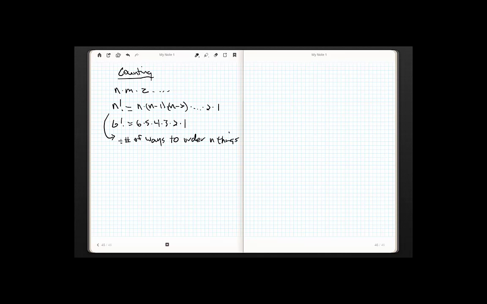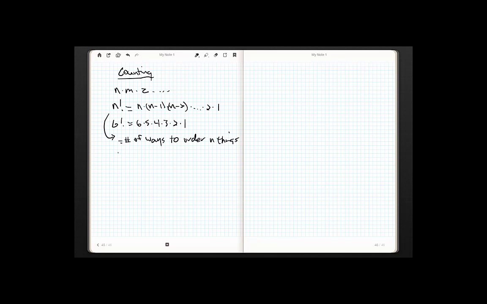Okay, so let's say, let's keep it simple. There are 5 people in my class, and I want to line them up against the wall. So I'm going to order them so that I can shoot them. I'm just kidding. I'd sneak up on you from behind. Anyway, so think about it this way.